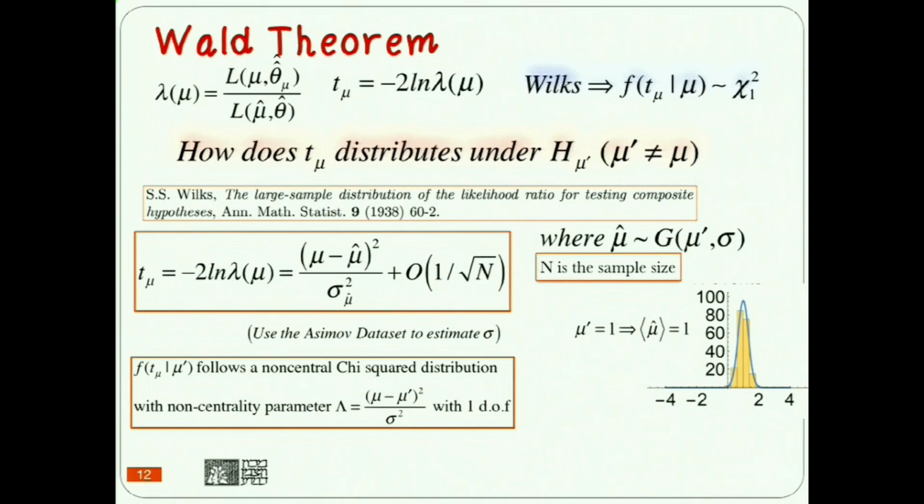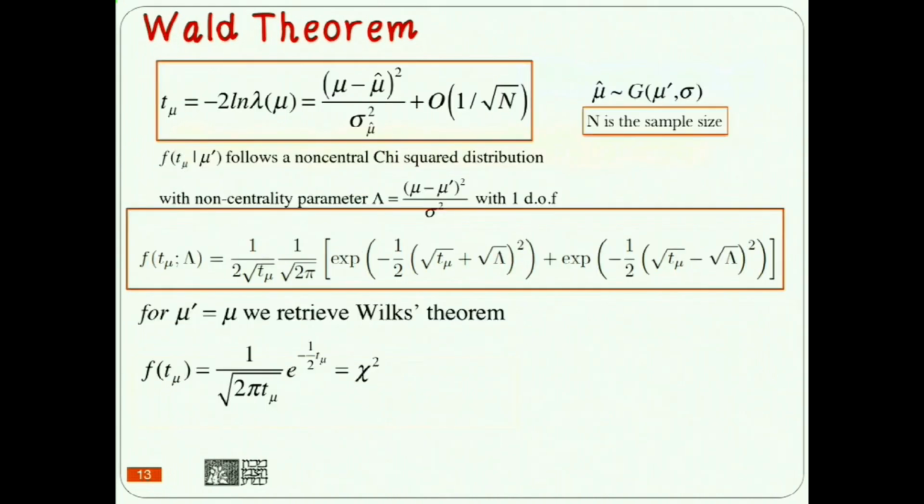Now, using this result of Wald, we could simply get every distribution that we wanted, including showing that f of t_mu under mu prime, not under mu, follows what is called, and I'll show you the formula in a second, a non-central chi-square distribution with a non-centrality parameter lambda, which is (mu minus mu prime) squared over sigma squared. This is it. This is the formula.